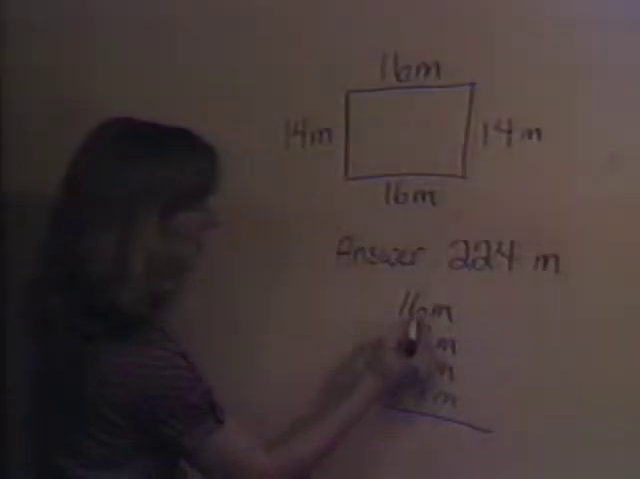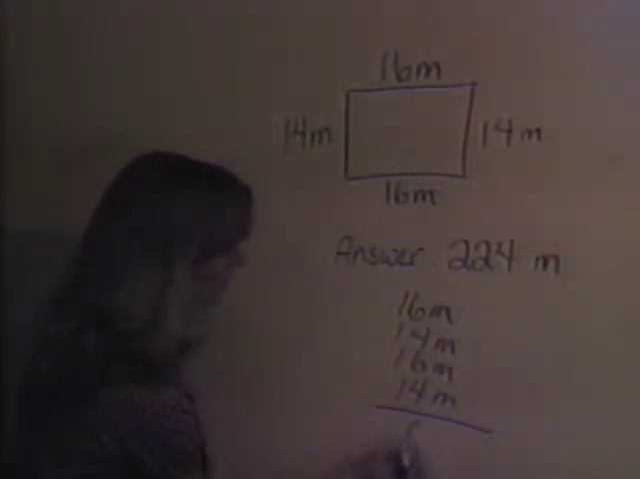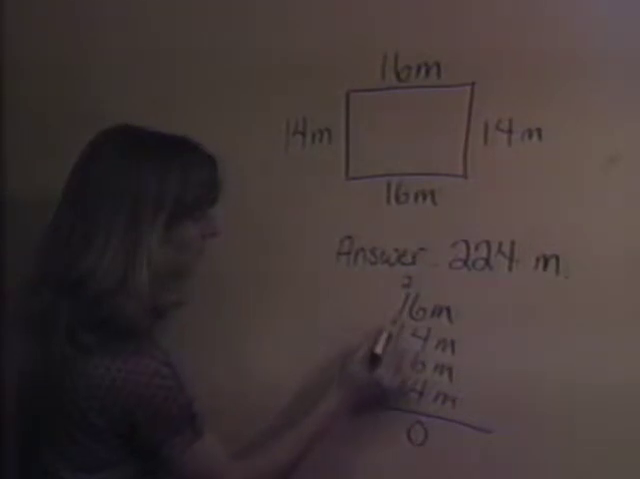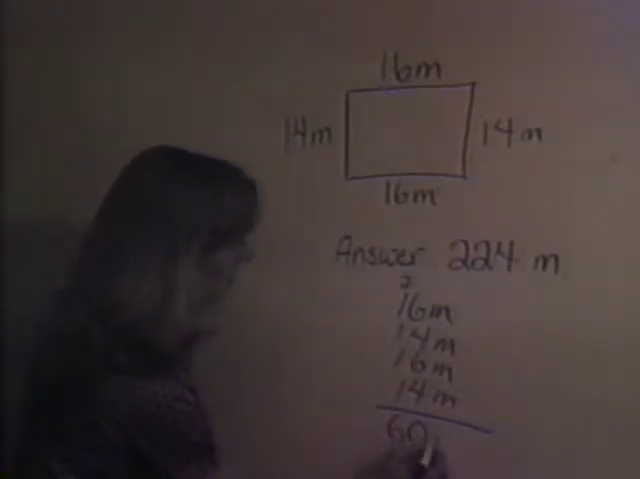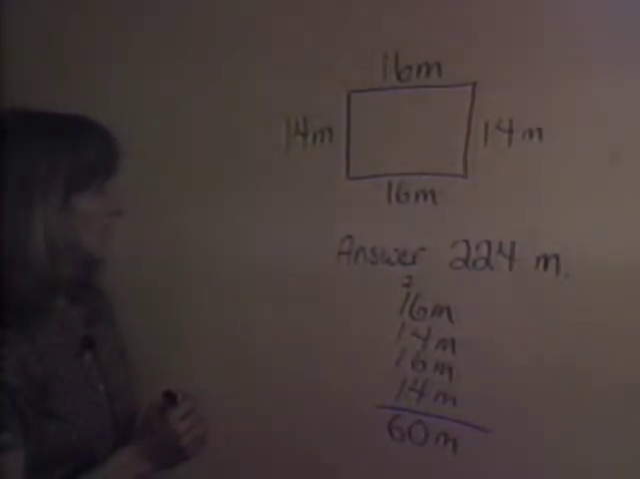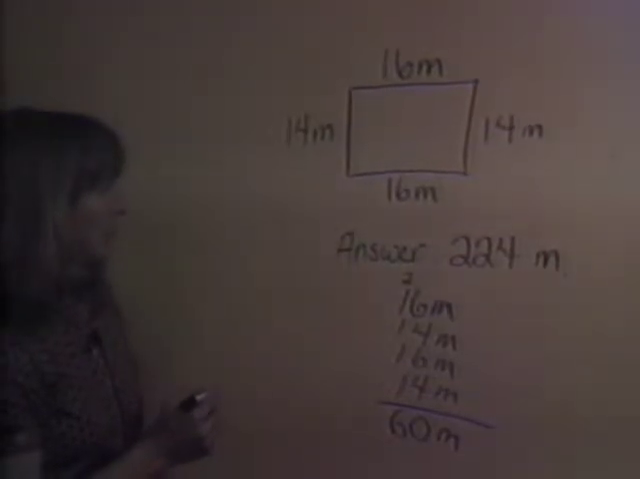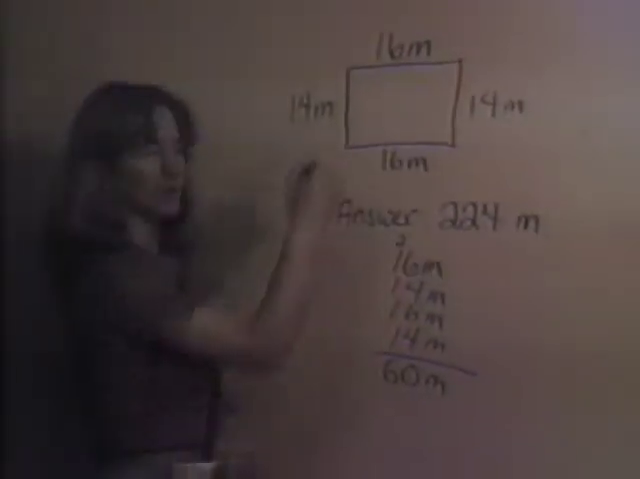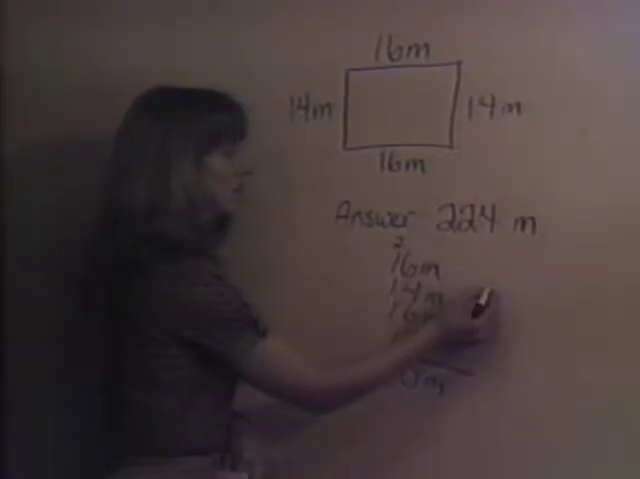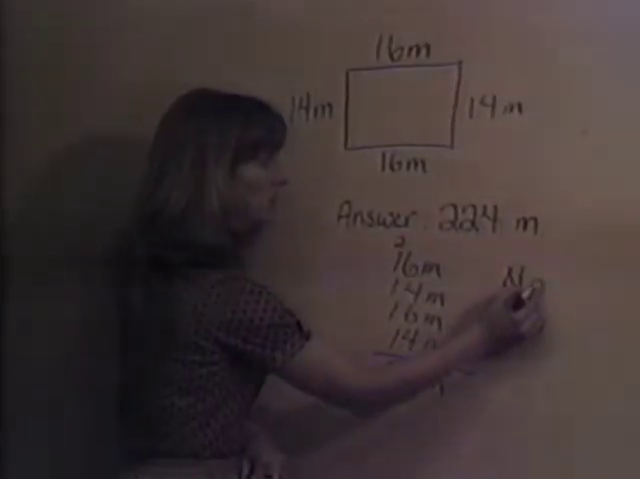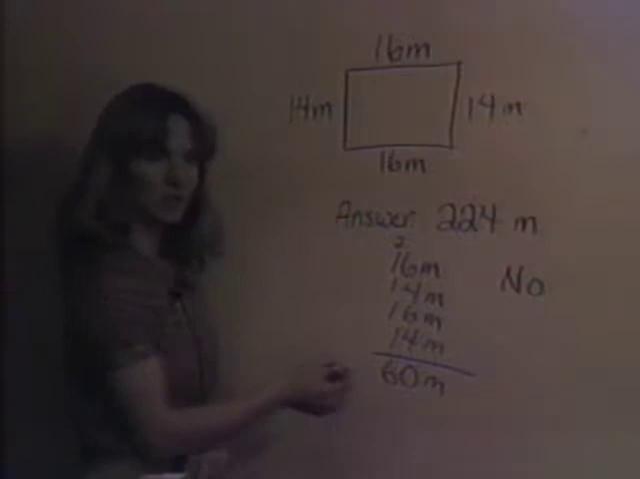So let's go ahead. 6 and 4 is 10, and 10 is 20, carry the 2, 10, 20, 30, 40, 50, 60. We come up with the fact that it would take 60 meters. That's how much fencing it would take to go around his backyard. So this answer would not be reasonable. The answer is no, it's not reasonable. In fact, the answer is 60 meters.